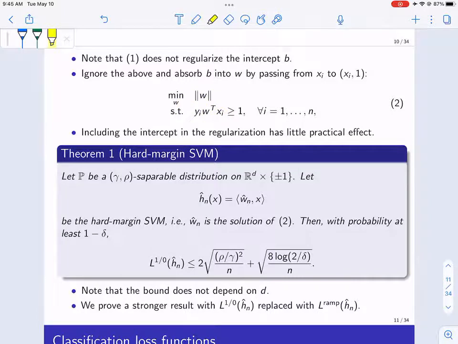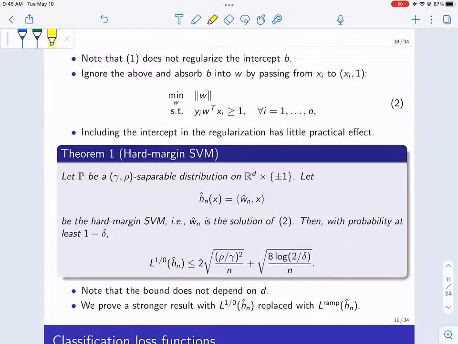So this is a convex problem: minimizing a convex function subject to a set of linear, or affine, constraints, which are definitely convex. So this is quite easy to solve. And the question is, can we state something about the performance?